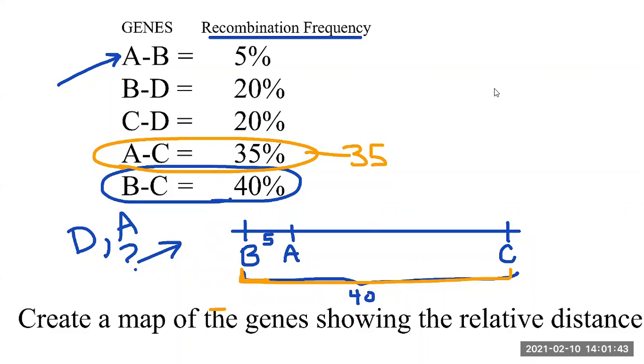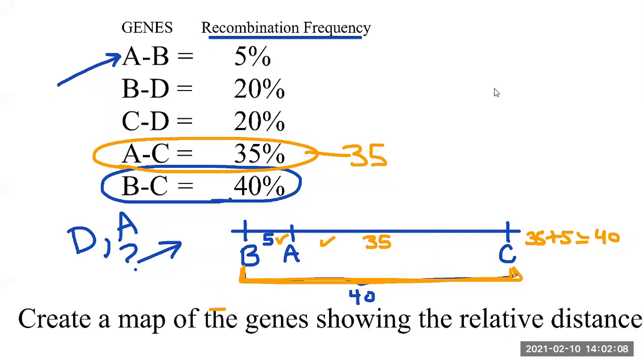A and C, it says, are 35 apart. Well, if I put a 35 here, isn't it true 35 plus 5 equals 40? So far, this map makes sense. These 2 distances add up to the total distance between B and C. So now all I have to do is figure out where A goes.